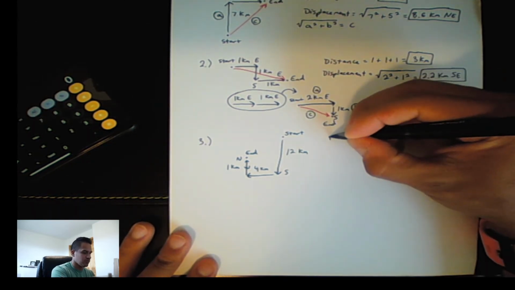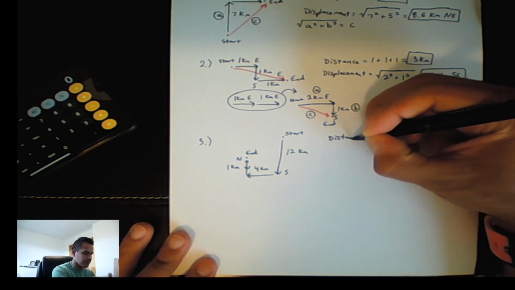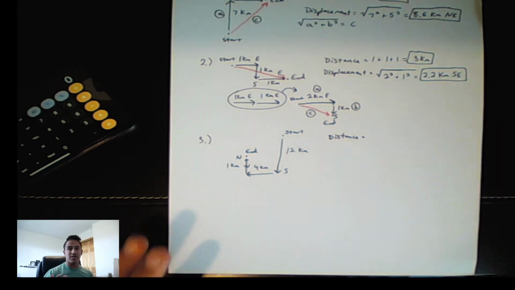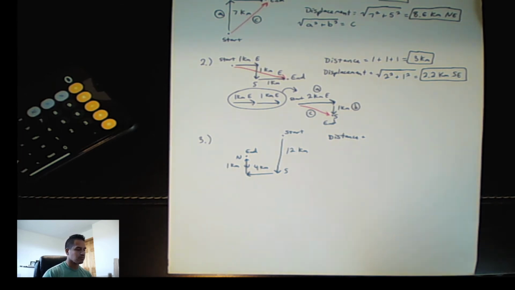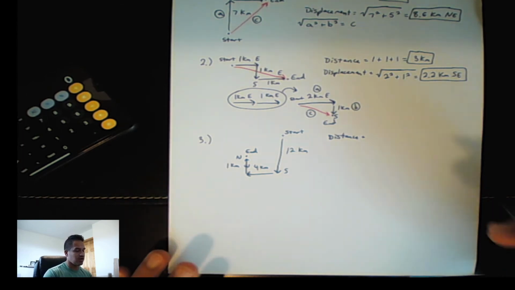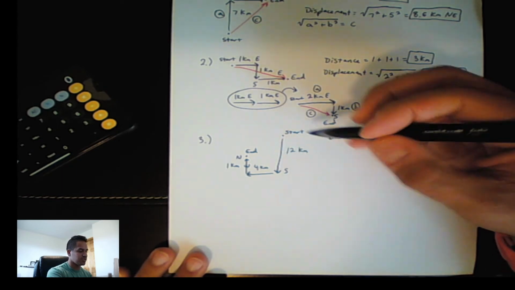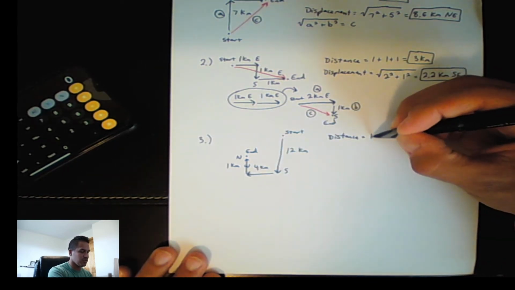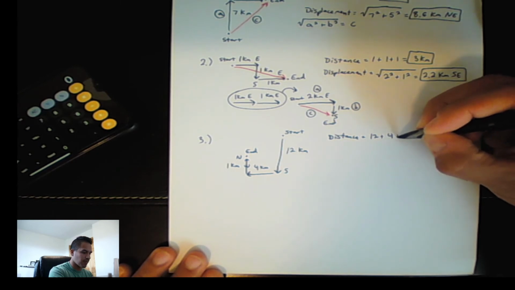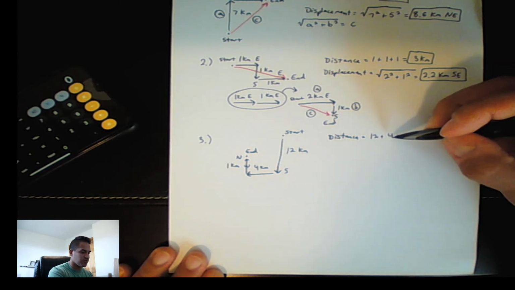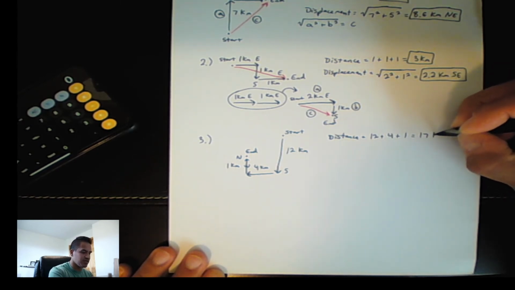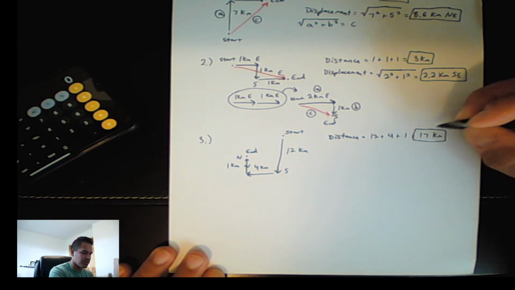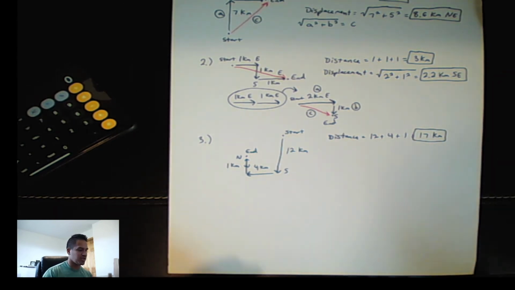All right, so what was his distance? Try pausing the video and solving this one real quick, and then you can hit play and see if you got it right. So for distance, we're just going to add our distances together. So we have 12 plus 4 plus 1. 12 plus 4 is 16, plus 1 is 17 kilometers. So there's our distance. No big deal, piece of cake.